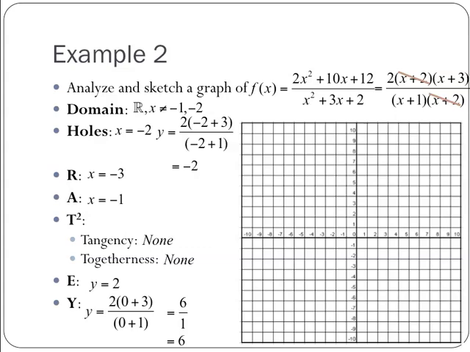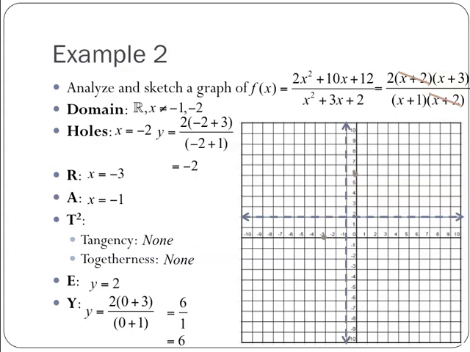Okay, now let's put in everything we know. We have a root at -3. We have a vertical asymptote at -1. No tangency, no togetherness for us to draw in here. Look at end behavior. So the end behavior, meaning at the far ends of the graph, this will look a lot like the line y equals 2. So that's a horizontal line. So we can draw a horizontal asymptote there. We also have a y-intercept at 6.